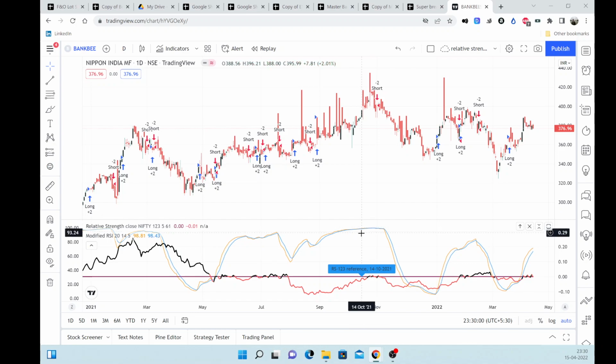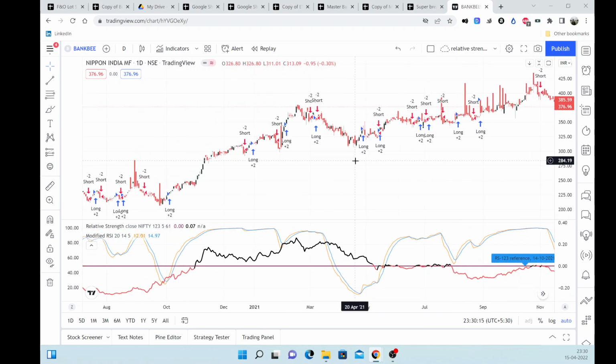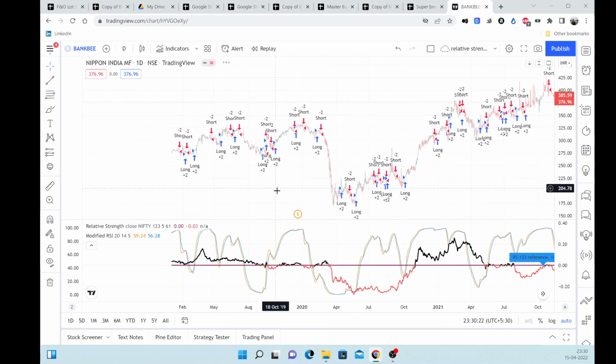So I'll give you one more example. Let's say I bought on 13th October, it was 386. However, if you're invested on 4th Jan, 354, you save 30 rupees. So you get to save money. Money saved is money earned. So primarily these are the two indicators I use.